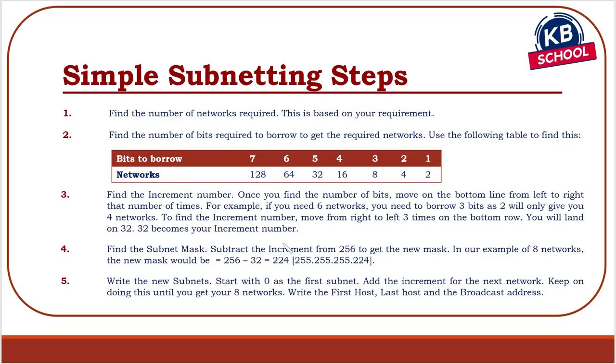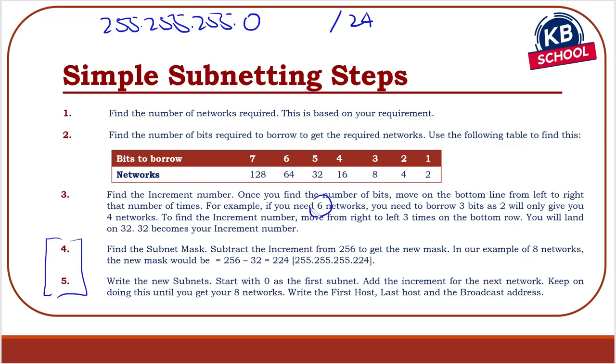Now, what do I use this increment number for? A lot of things. The last 2 steps are based on the increment number. Do you guys remember that subnet mask that I had to create? The new subnet mask that I had to write? The new subnet mask started at 255, 255, 255, 0, which could also be written as /24. Now let's take this example again. Let's jump back to this example. 6 networks, that means 3 bits. My increment number is 32.